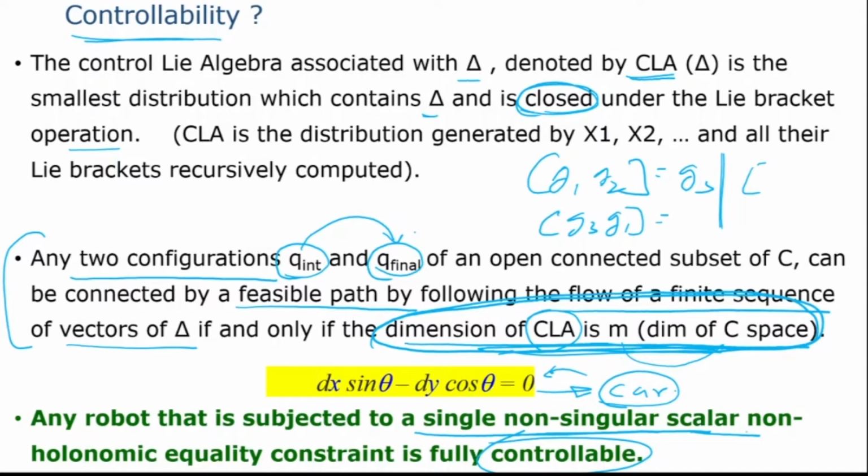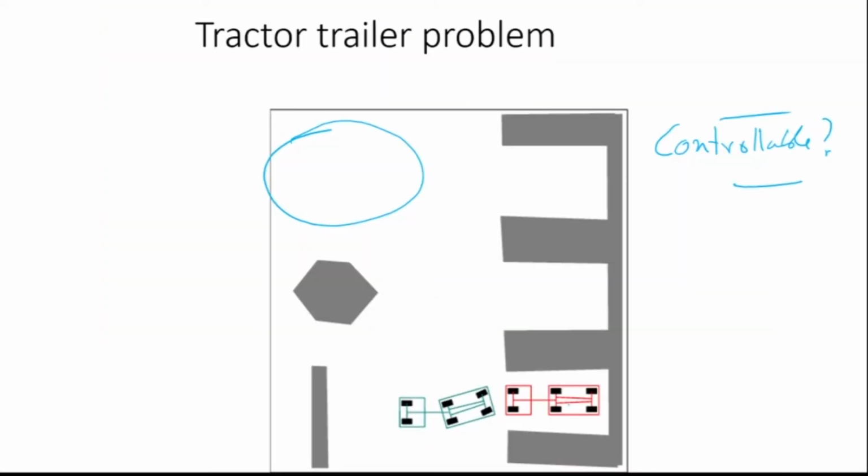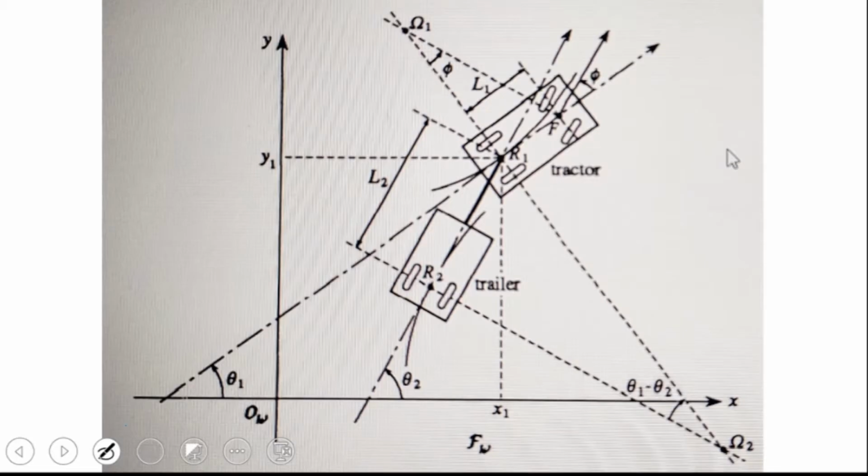So let's look at this problem. This is showing us the tractor and the trailer. Please note that this is different. This is my tractor and this one is my trailer. You must have seen these tractor trailers on the roads carrying hay or all kinds of goods.